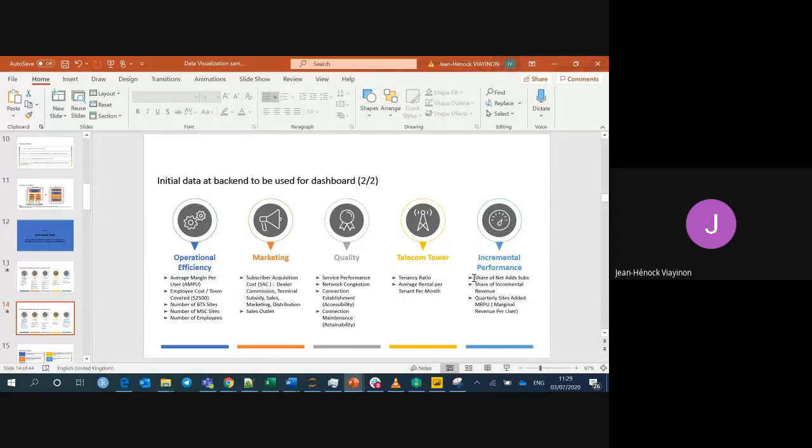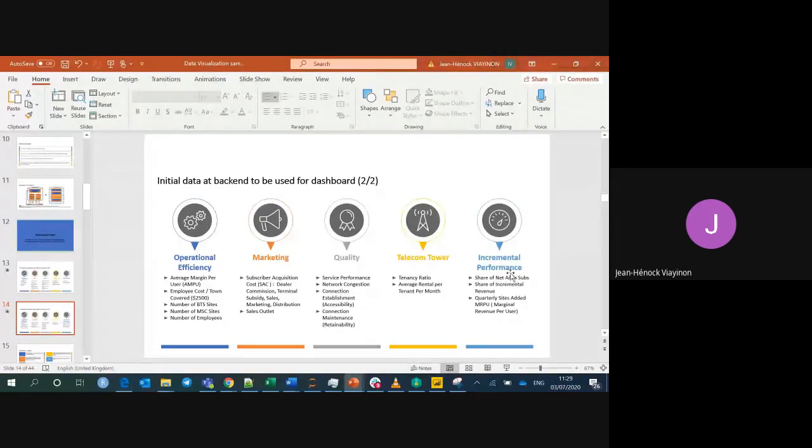You also have other levels like telecommunication tower and then incremental performance. Here you could see the share of net add. The net addition will be the difference between the gross addition, so the new customers, and the churn. The churn is when some customers are leaving the network.